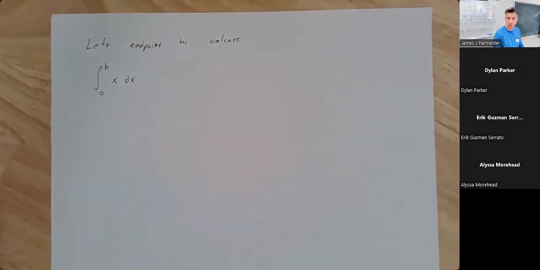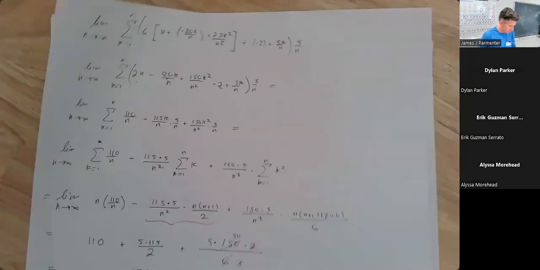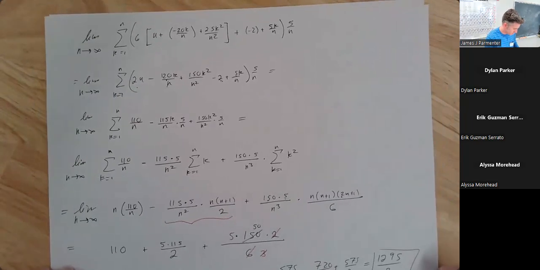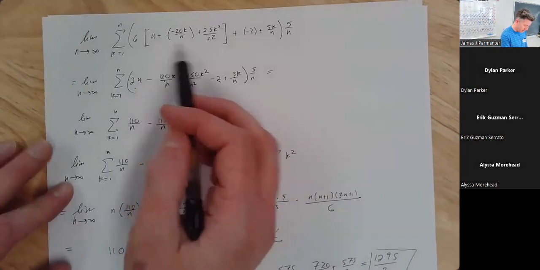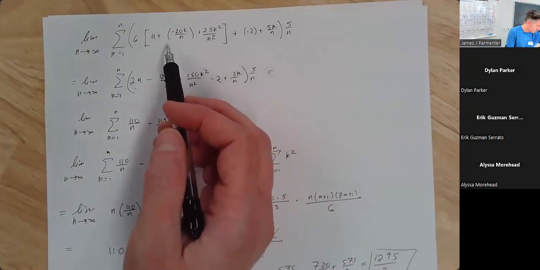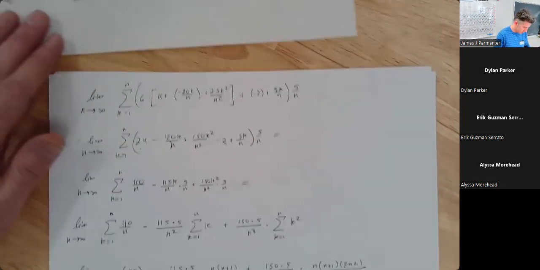I have a question from the last example. Yeah, of course. Okay. In one of the first few steps, when you distributed the square, while you were still doing the limit thing, you got, like, right here? Yeah, right there. How did you get the negative 20k over n?